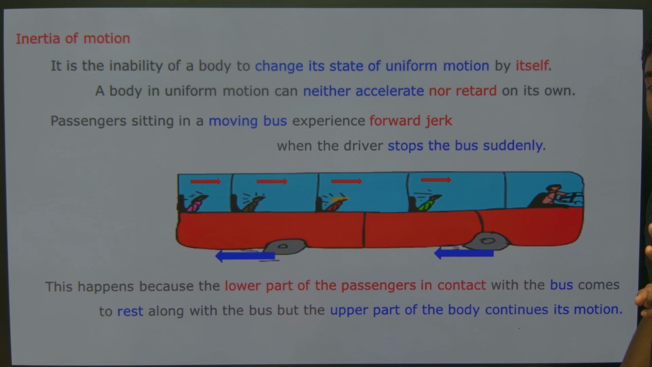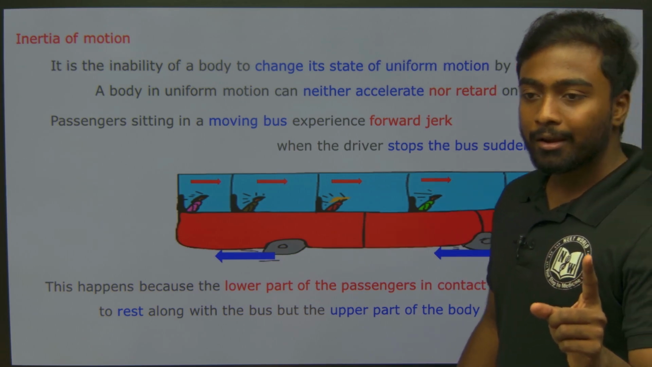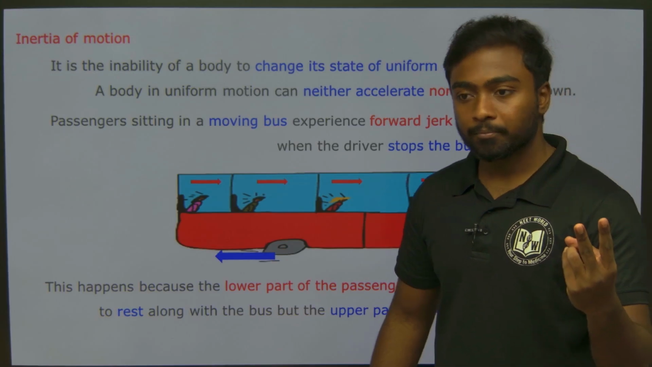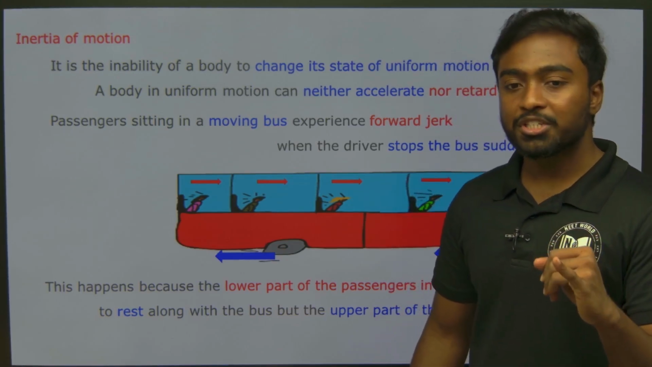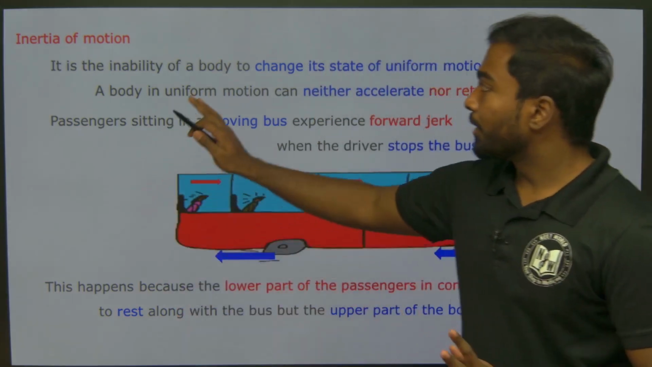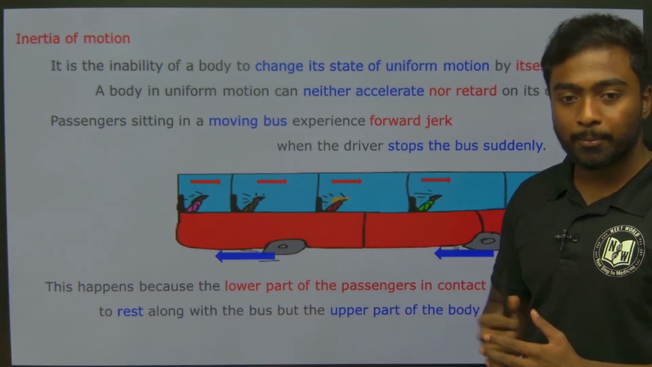So two things we have studied: one is the law of inertia, and then the types of inertia. Resistance to change its motion or rest. So inertia of rest and inertia of motion, two types. Okay.